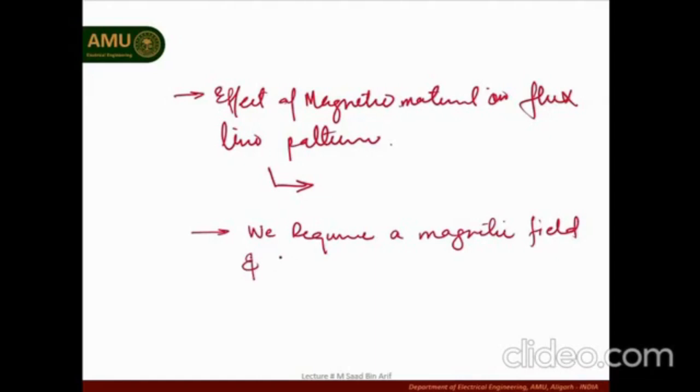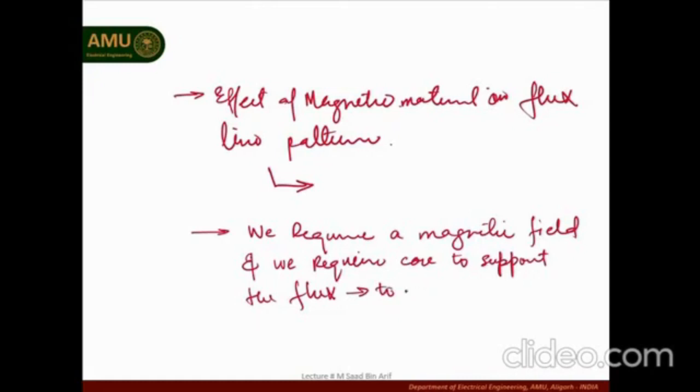In different applications, we require a magnetic field, and for that we need to provide a path to that magnetic field. That path should be a low reluctance path. So for this we require a core to support the flux, so that the core provides a low reluctance path to the flux.